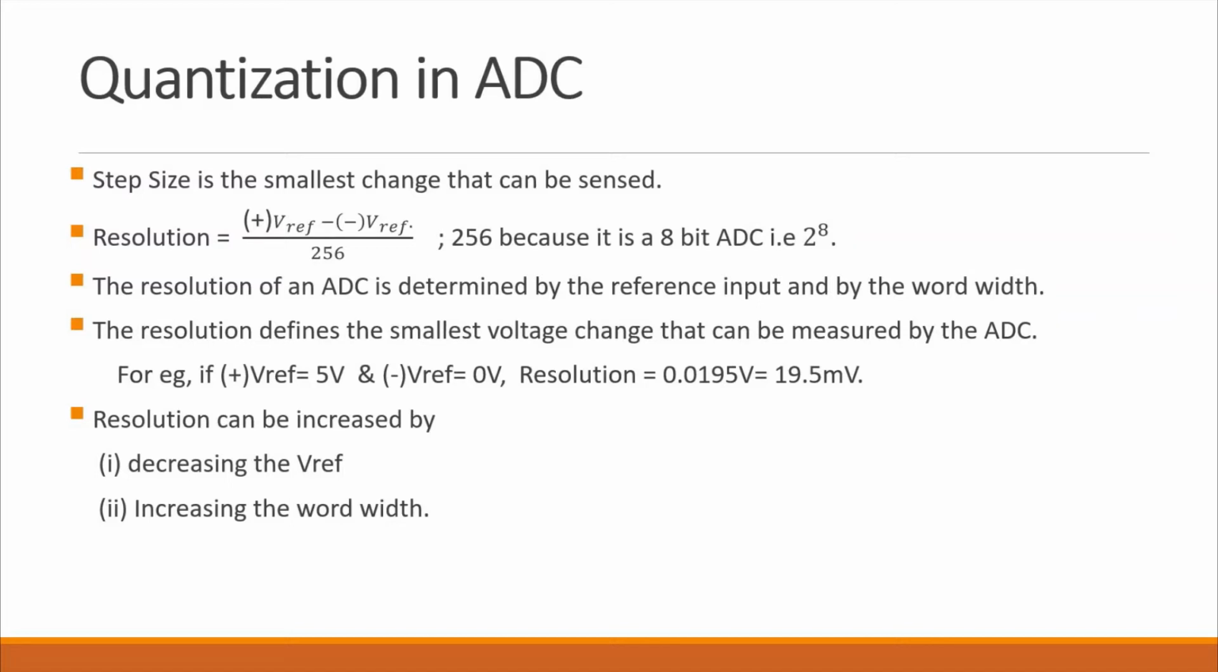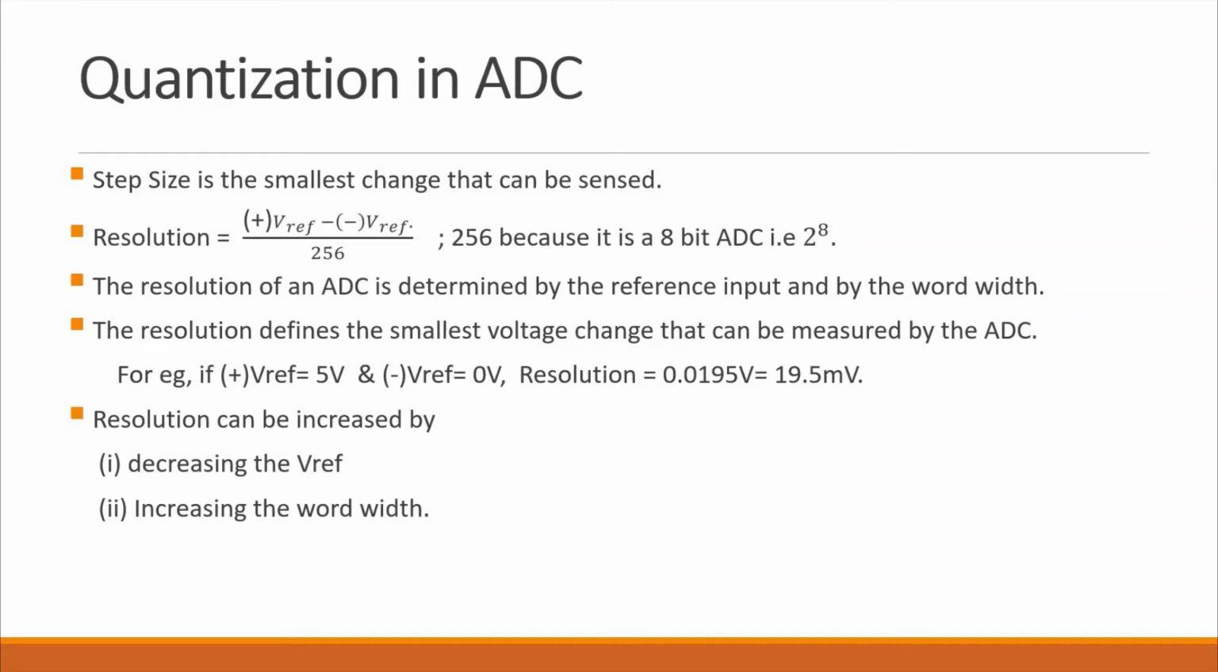Clear? Suppose I have selected this ADC which has a resolution of 19.5 millivolt, but I want my ADC to be more precise. I want it to sense even a 10 millivolt change. So what can we do? First thing, you increase the bit size. For 8-bit, the word length is 256. If I go for an ADC which is 16-bit, your word length gets increased, so your resolution will get improved.